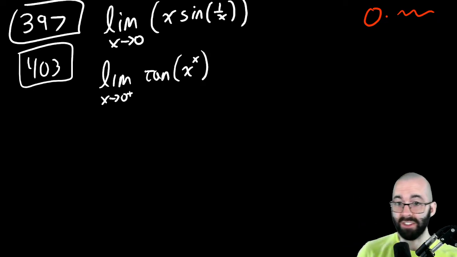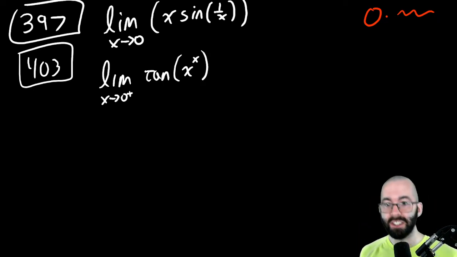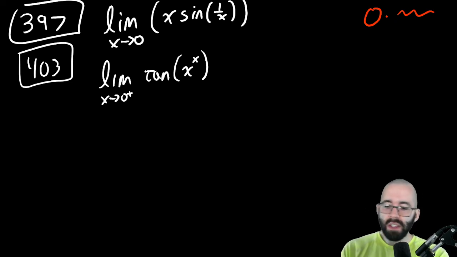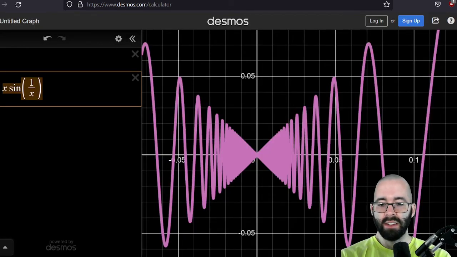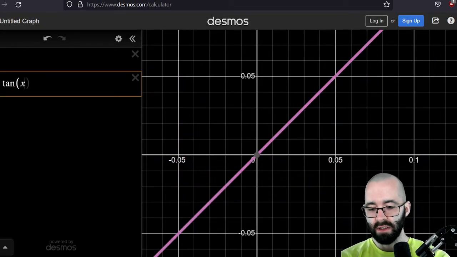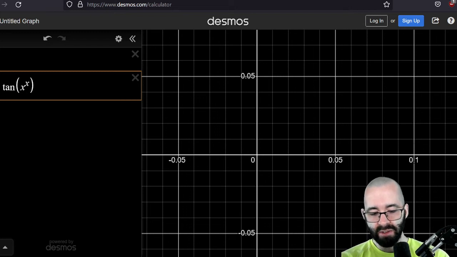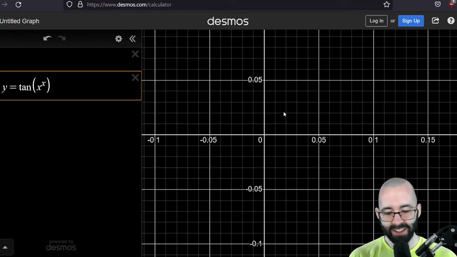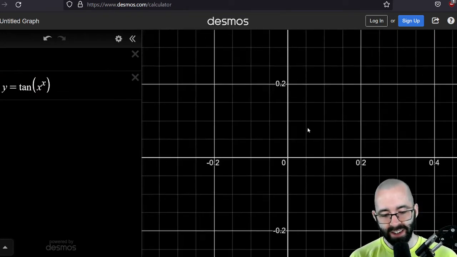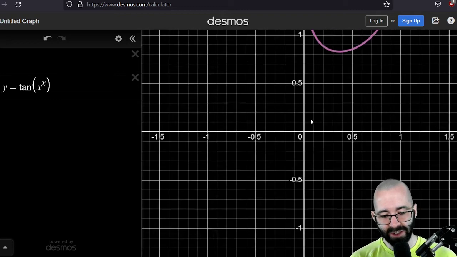This one, we're definitely going to be using function composition and L'Hopital's rule. Okay, so let's graph this. The tangent of x to the x, and see what's going to happen. Again, functions raised to other functions are really messy. Oh wait, is Desmos really? Oh wait, we're zoomed in. That's the problem probably. Desmos might be unhappy with this function.